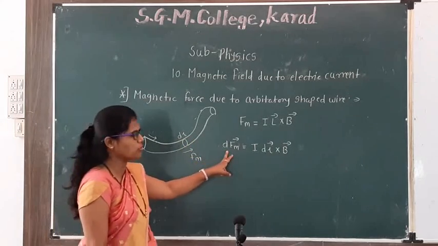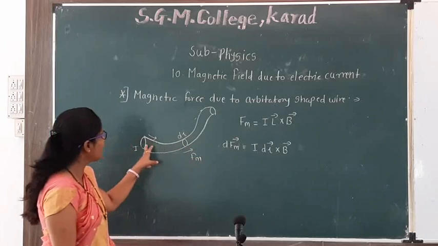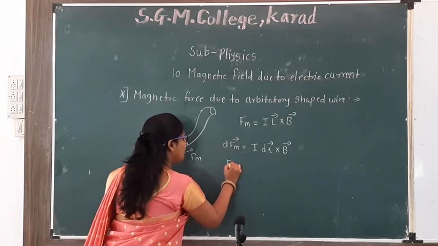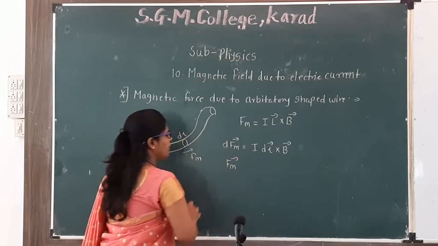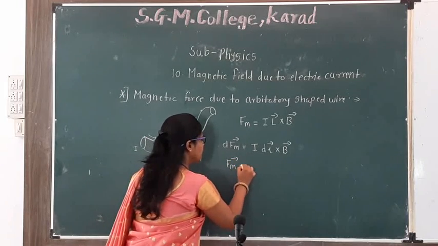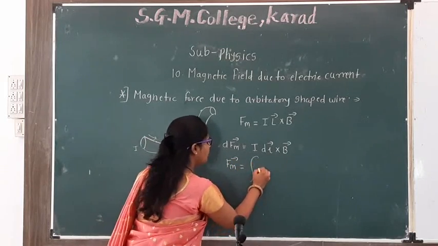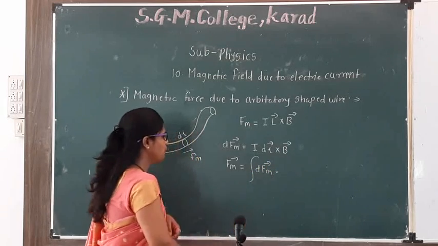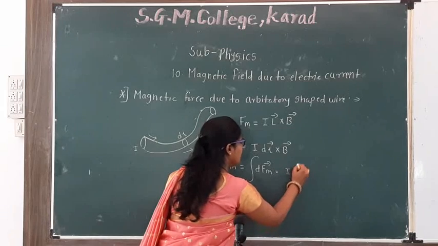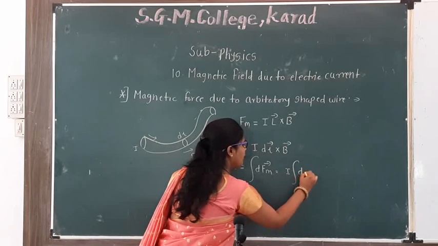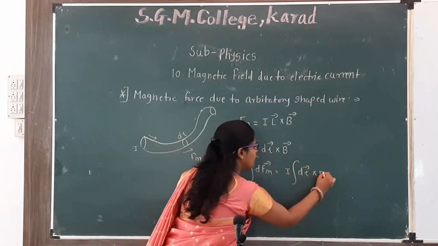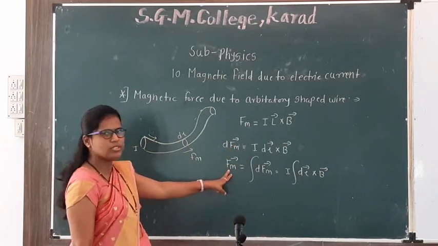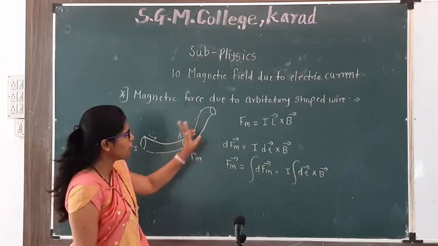Now the total force acting on this arbitrary shaped wire, vector Fm, is equal to the integration of dFm, which is equal to I integration of vector dl cross vector B. This one is the magnetic force acting on the arbitrary shaped wire.